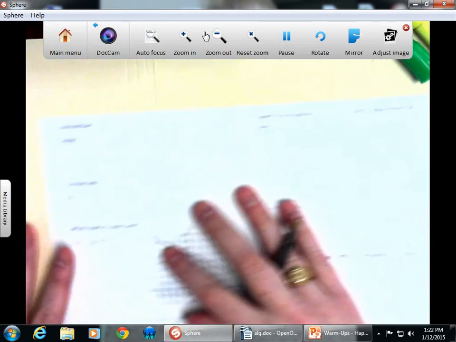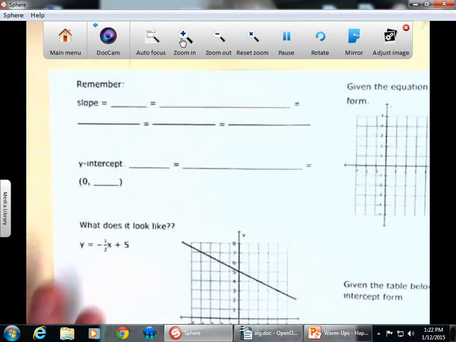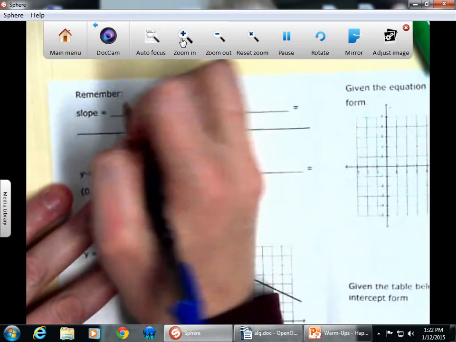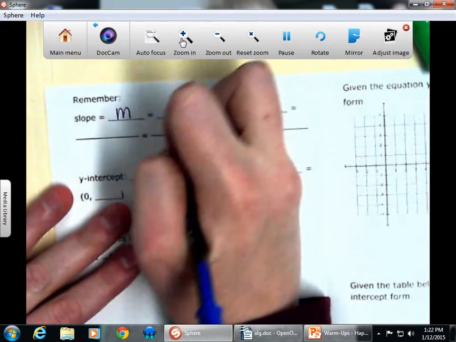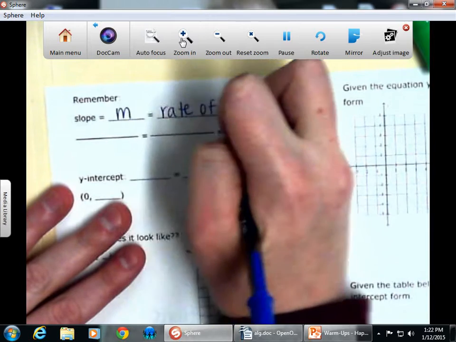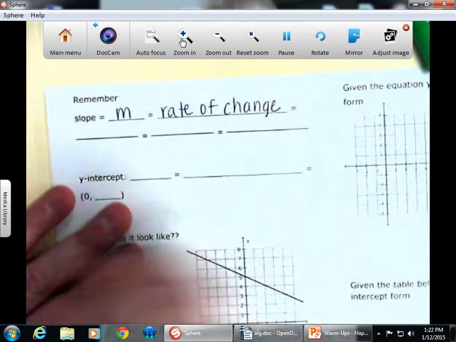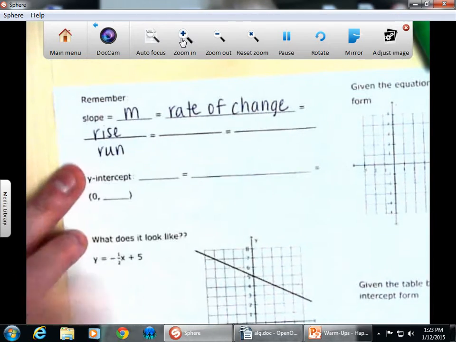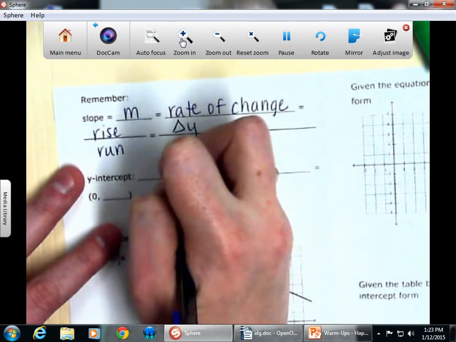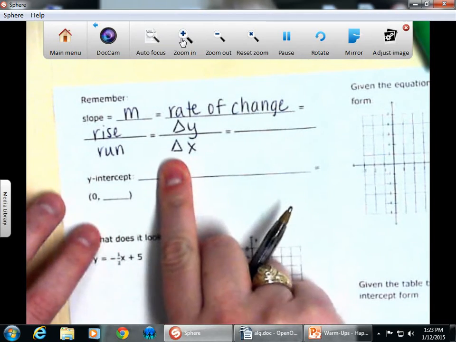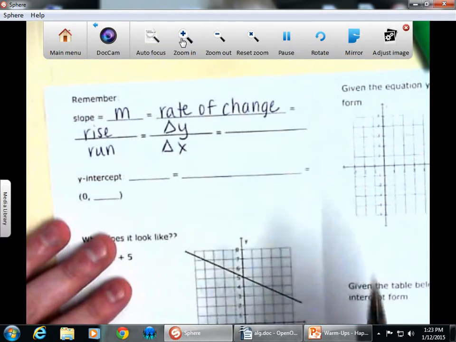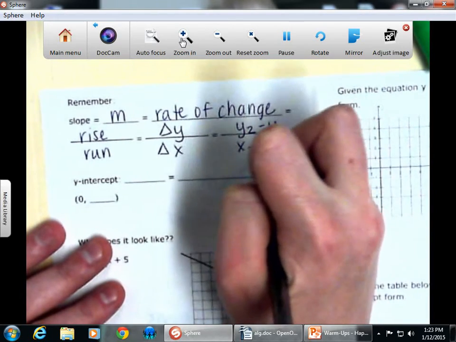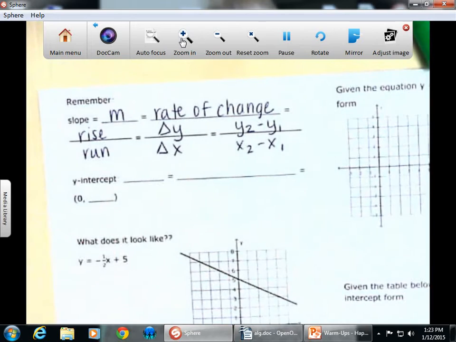We're going to start over here on the left side. So right here we have the word slope. These are some different things for slope. So remember, slope is the letter M. We also call it our rate of change. It is rise over run. It is the change in y over the change in x. Remember that triangle is the change in. And then the last one is the actual formula, y2 minus y1 over x2 minus x1. Remember, you can pause and rewind at any point if you need to.